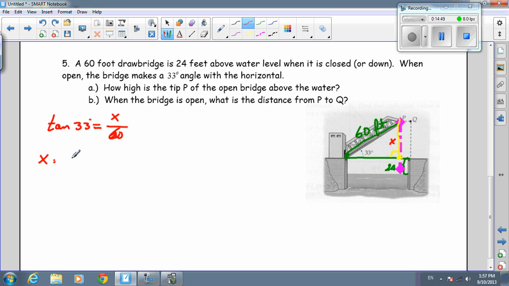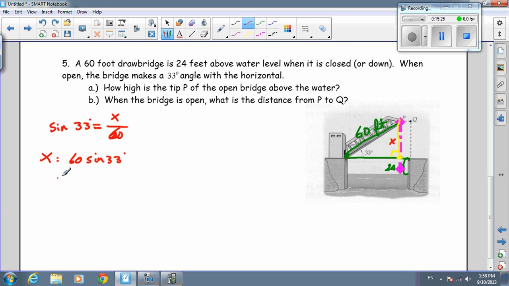So x itself is equal to 60 tangent 33. Is that correct? No. The tangent of 33 is equal to x over 60. That is not correct. If you can figure out what's wrong with it, good. If you didn't notice, I don't feel like giving y'all a mistake this time. I will write it as sine. Sine of 33 degrees, that's the opposite over the hypotenuse. So x is equal to 60 sine 33.